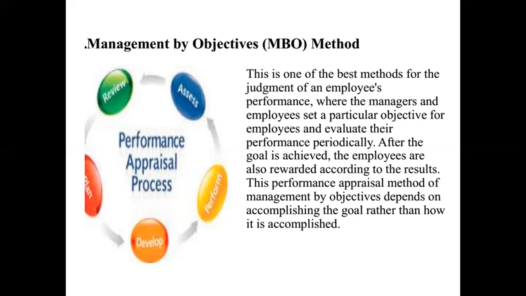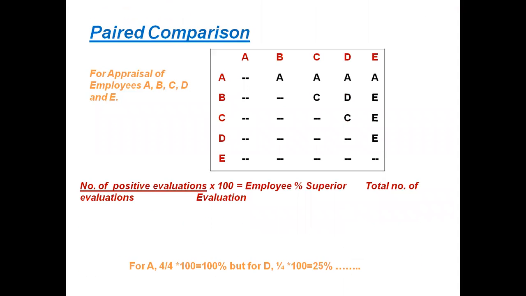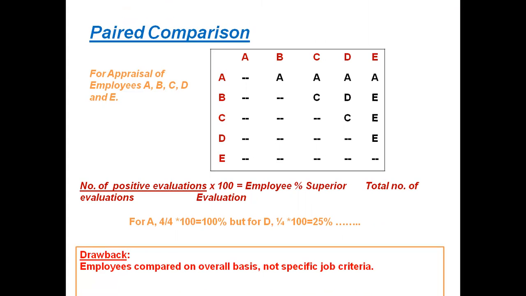Let's move on to the paired comparison method. Ranking becomes more reliable and easier under the paired comparison method. Each worker is compared with all the other employees in the group for every trait. You can see in this slide that A is compared with B, then C, D, and E. Similarly, B is compared with A, C, D, E, and all the other employees.